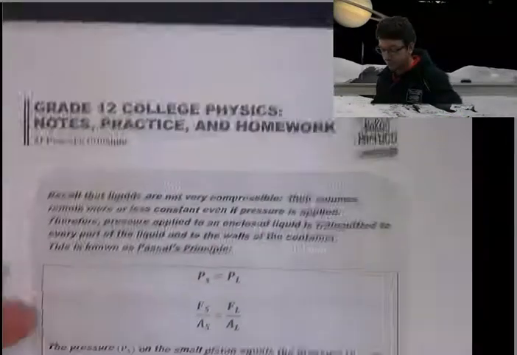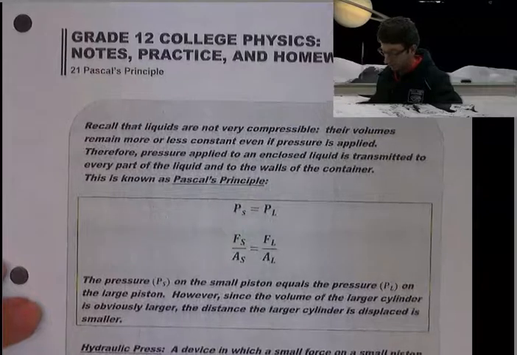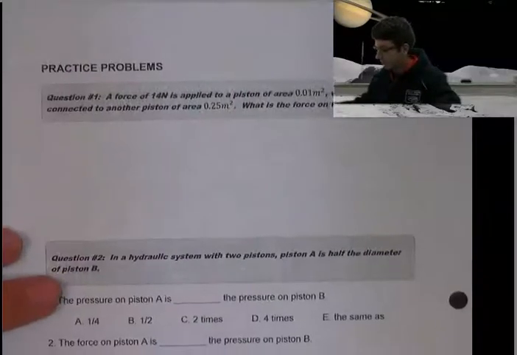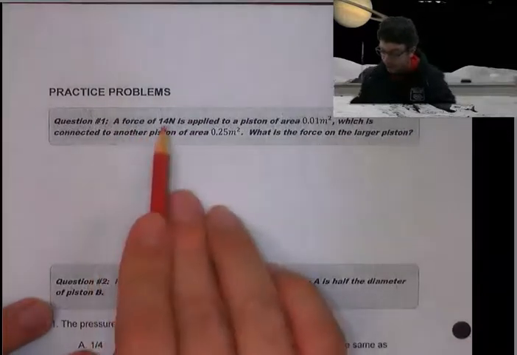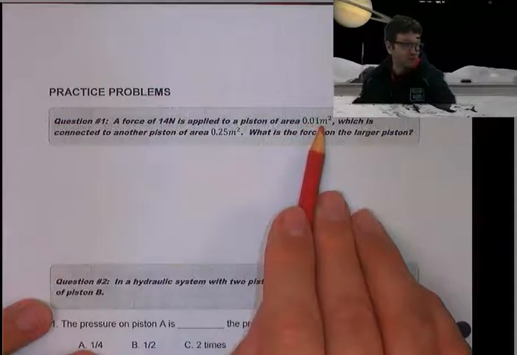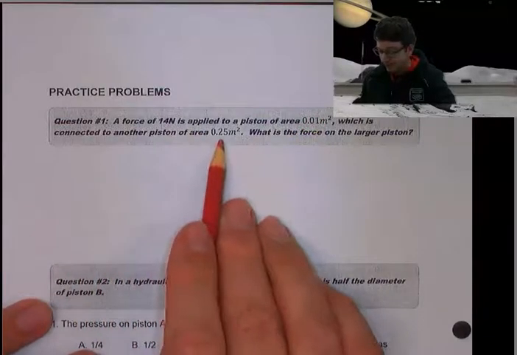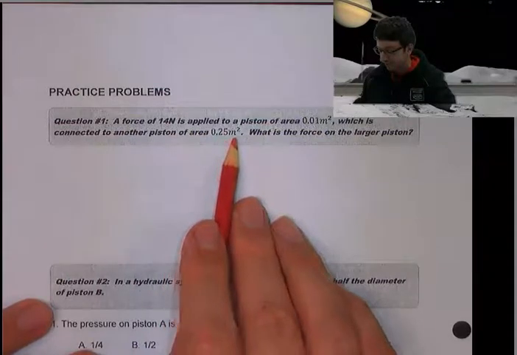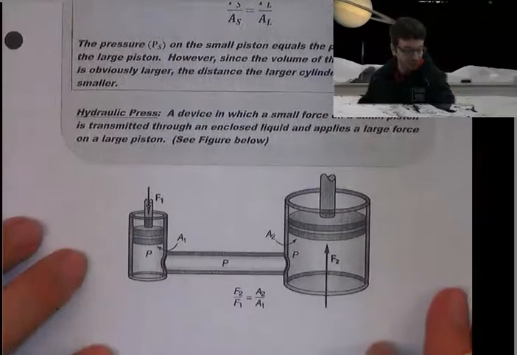Okay, here's the sheet we're working on. Lesson 21, Pascal's Principle. And we're going to do question number 1. So we have a force of 14 newtons applied to a piston of area 0.01 square meters, which is connected to another piston of area 0.25 square meters. What's the force of the larger piston? So here's what we have. Let's look at this diagram.